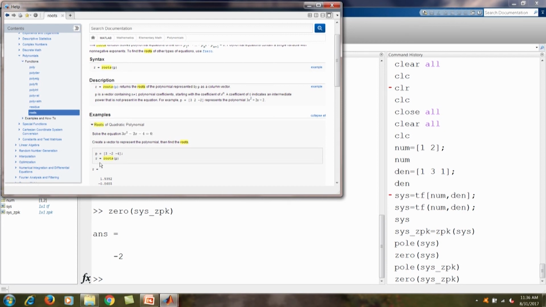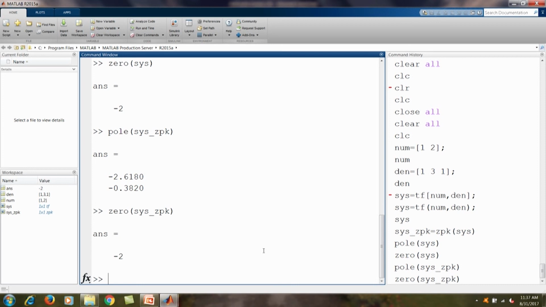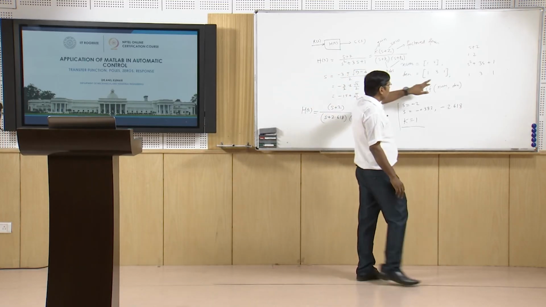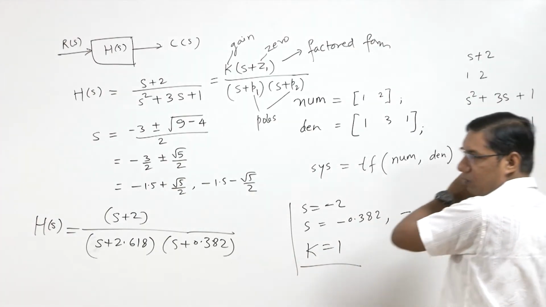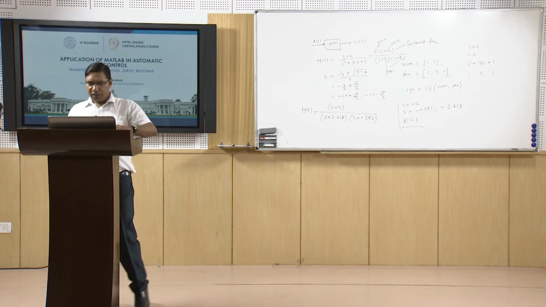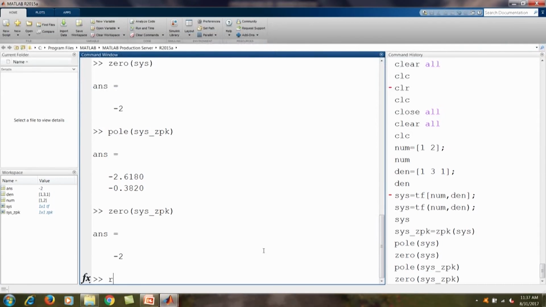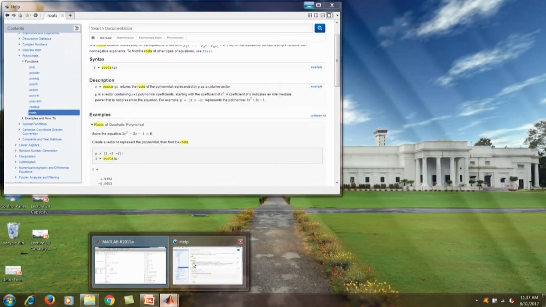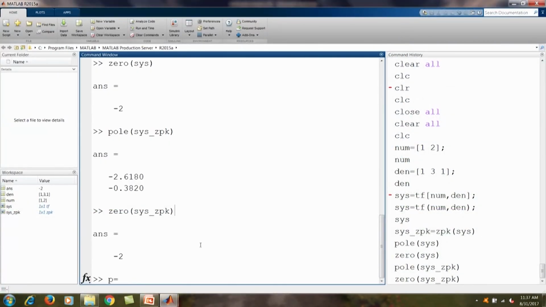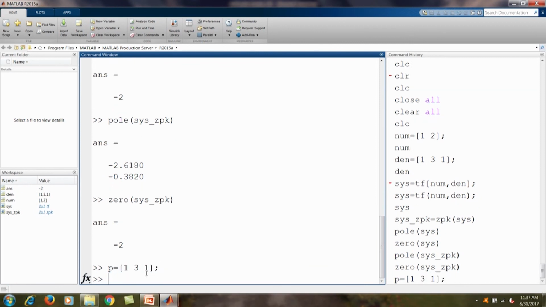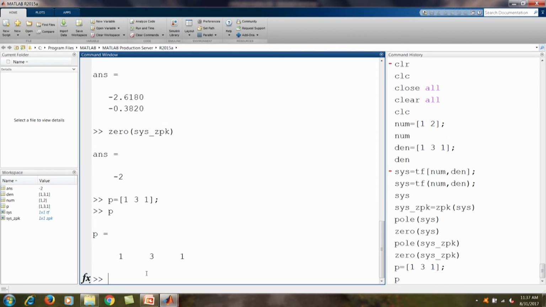3 minus 2 minus 4, and then we say r equal to roots of p, and we will find the roots. So let's apply this here. This is the polynomial s square plus 3s plus 1, with coefficients 1 3 1. If we say r equal to roots, we first define the polynomial p equal to 1 3 1. So we have defined a polynomial, p equal to 1 3 1.